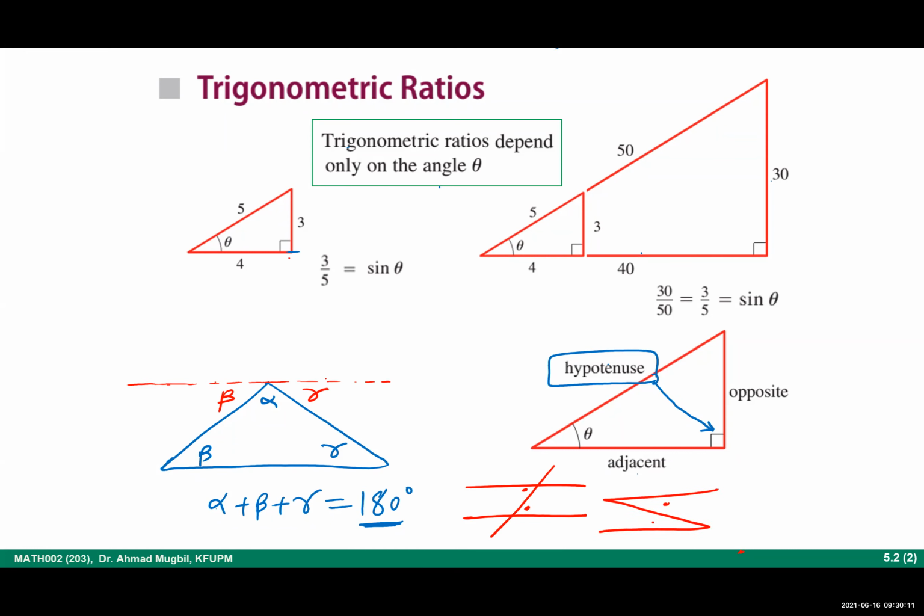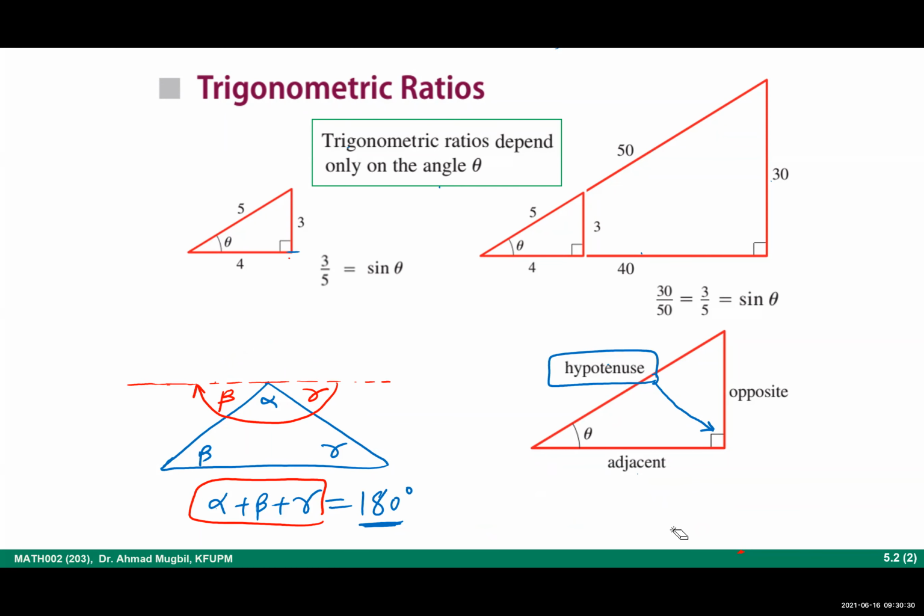So now this is, ya shabab, right? This is a straight angle. What is the measure of the straight angle? Also this one. What is the measure of the straight angle, ya shabab? 180. So alpha plus beta plus gamma equals 180. So easy. So always, ya shabab, always the bigger one is the hypotenuse.